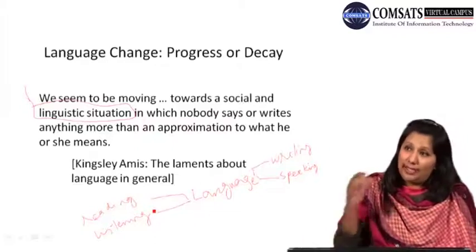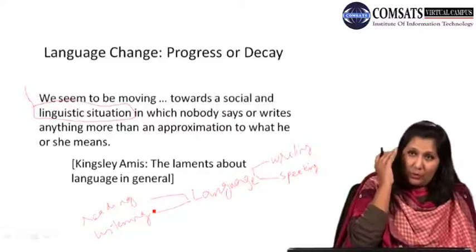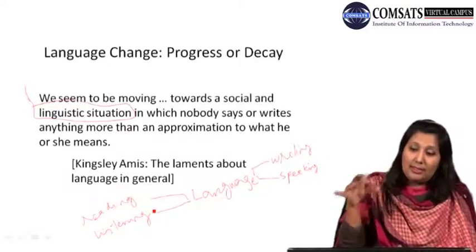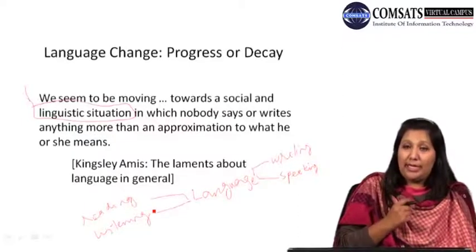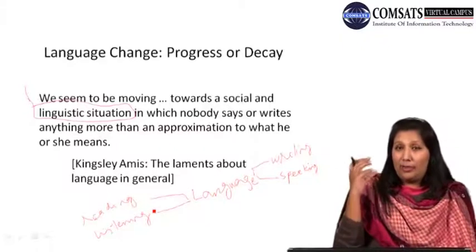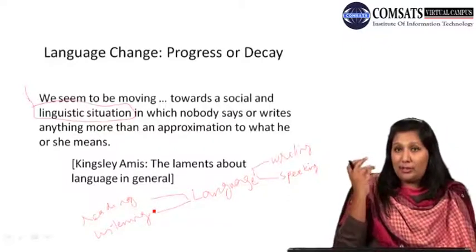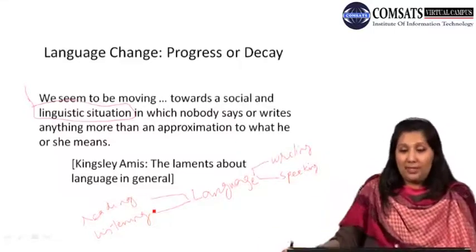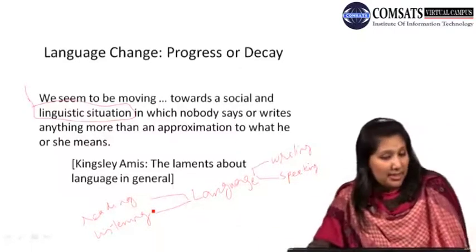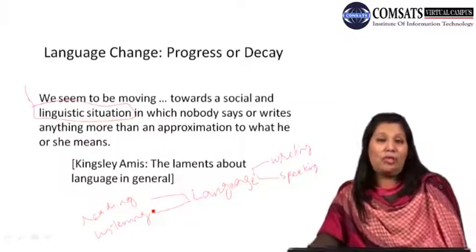While I talk about language, language has got four basic skills. These are all the four skills that are related to language, and I just wanted to make it clear that when I talk about language, it means a combination of writing, reading, speaking and listening, all the four skills. So this Kingsley Amis, he was lamenting about the language.